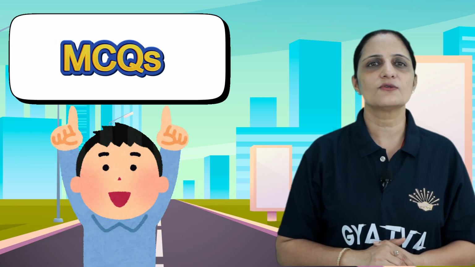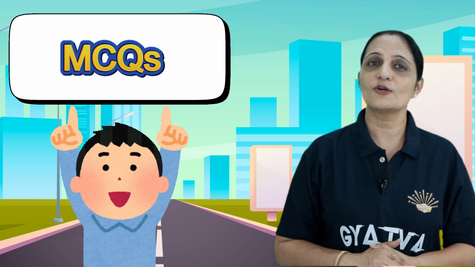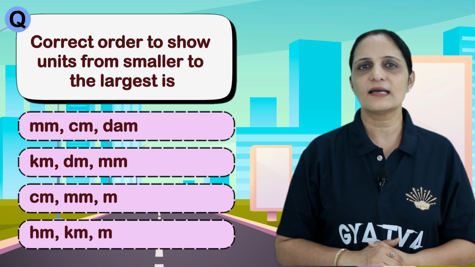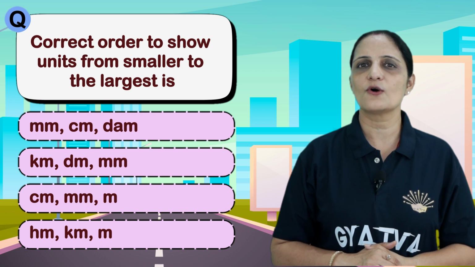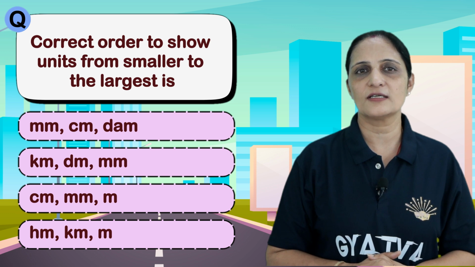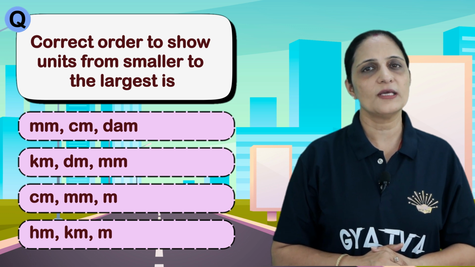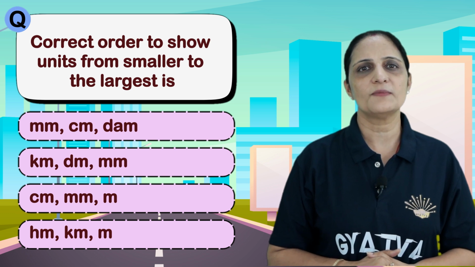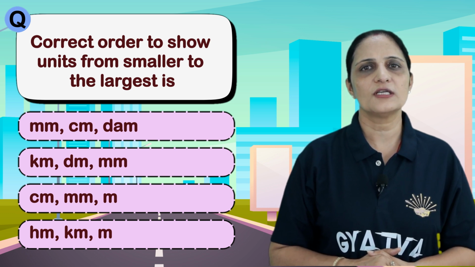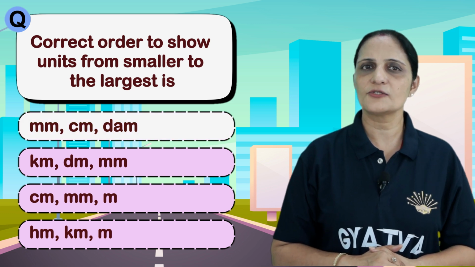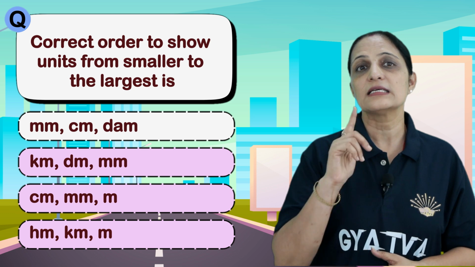Now let us come to the MCQs to test what all have you understood. First question, which is the correct order to show units from smaller to the largest? Option A, millimeter, centimeter, decameter. Option B, kilometer, decimeter, millimeter. Option C, centimeter, millimeter, meter. Or option D, hectometer, kilometer or meter. And the correct option for question number 1 is A.